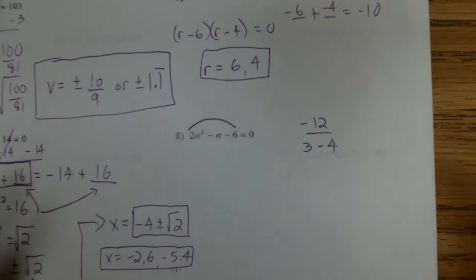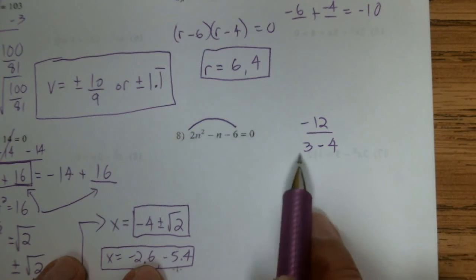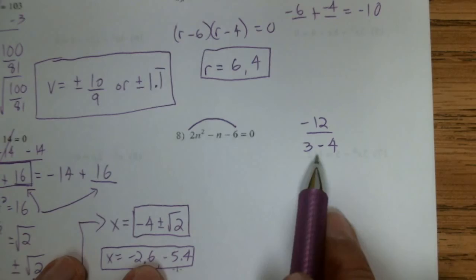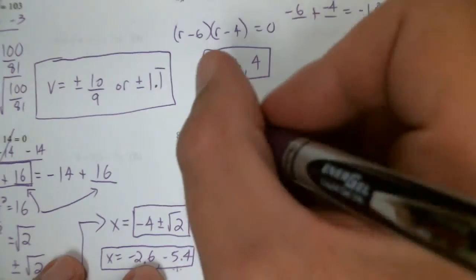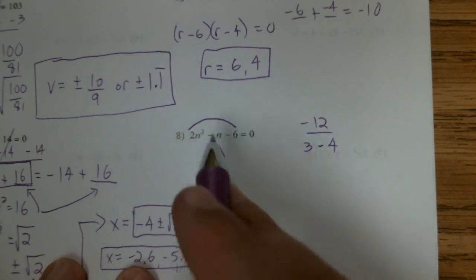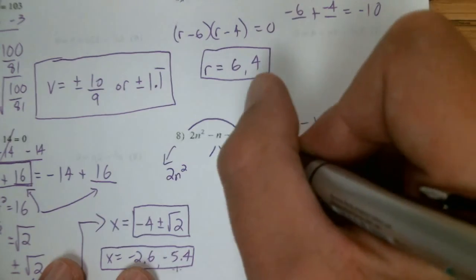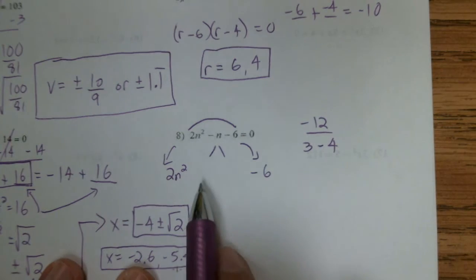Although that will work. Okay, so when I get these 2 numbers here with the grouping thing, the whole purpose of getting these 2 temporary numbers is so that I can split the middle term. Okay, so I'm going to split this negative 1. I'm going to bring down my 2n squared. I bring this guy down. I bring down my negative 6, and now I'm going to split.